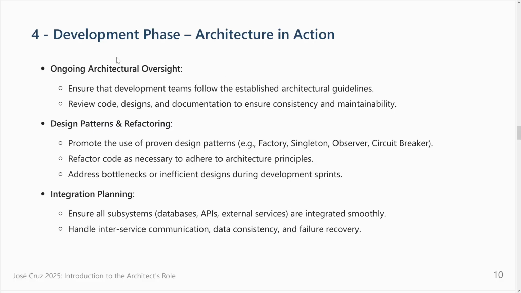Then you have the fourth step, which is the development phase. So now we decided, there was some approval. Now let's start to implement it. So, ongoing architecture oversight. Assure that the development teams are following the guidelines that you created in the document. And sometimes these guidelines are just not nice to have. It's something where you should use this protocol. These secrets should be kept in a vault, for instance, things like that.